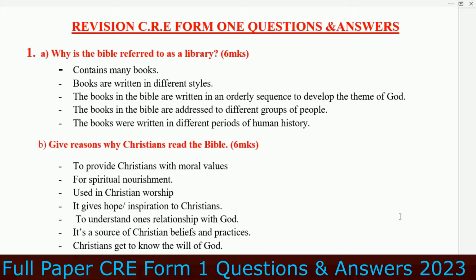Today we are doing revision. This is CRE Form 1. We have a paper here that is out of 100 marks.